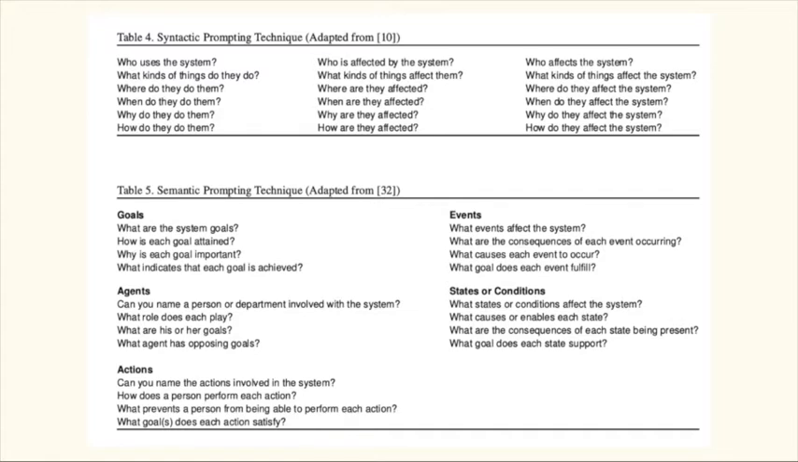These are tables including typical questions asked by syntactic and semantic prompting techniques. You can see that syntactic questions all start with who, what, when, where, why, and how, and those questions are also very generalized. And semantic technique divides all questions into 5 categories, which are goals, agents, actions, events, and states or conditions.